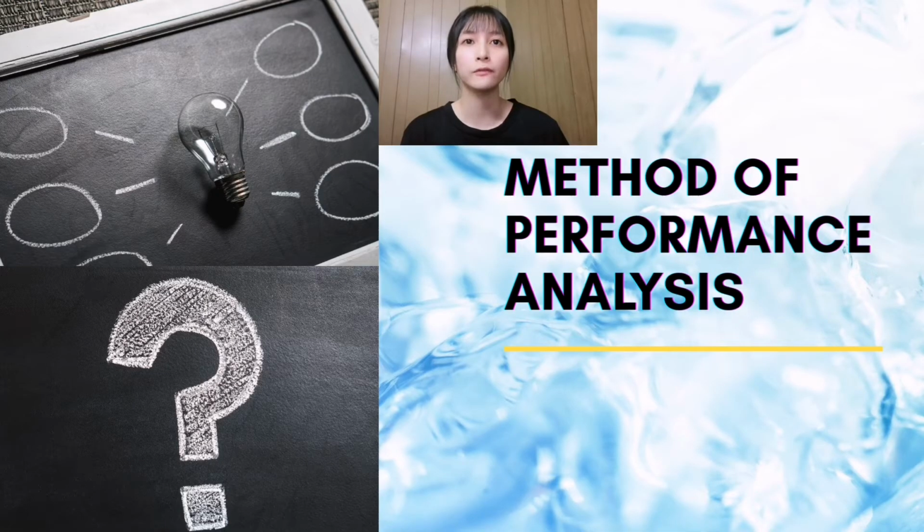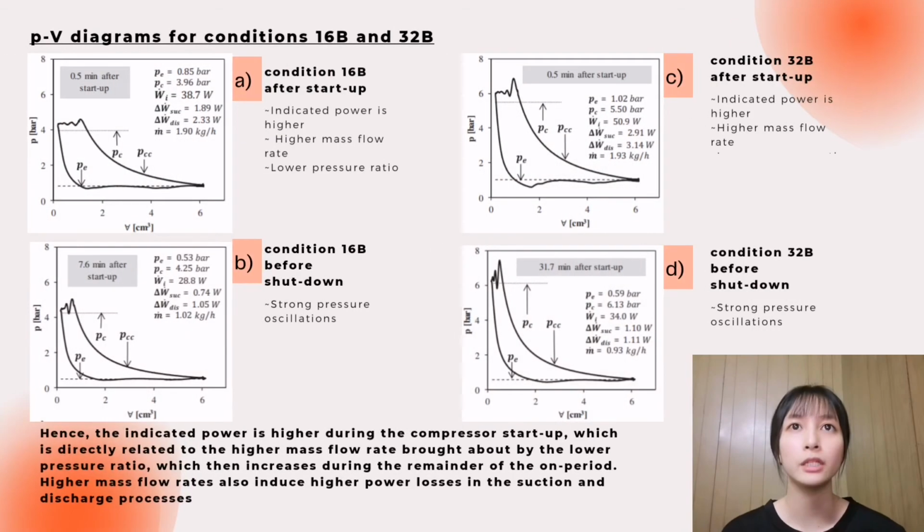Method of performance analysis. Graphs A and B show the PV diagram after compressor startup and before shutdown for condition 16B, while C and D are for condition 32B. It can be observed that the indicated power is higher during the compressor startup, which is directly related to the higher mass flow rate brought about by the lower pressure ratio, which then increased during the remainder of the on period.